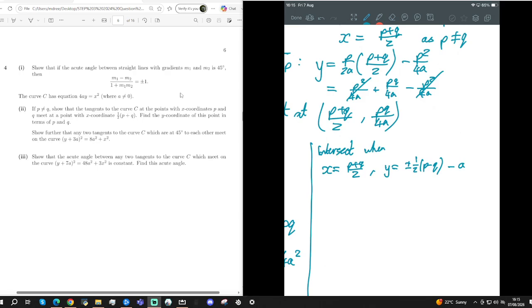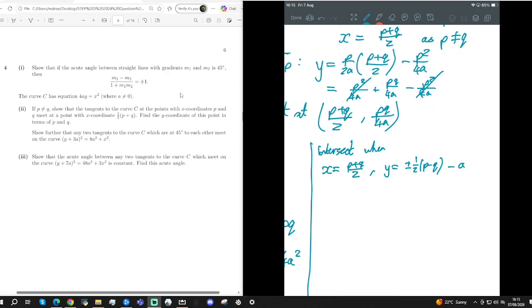I want to show that any two tangents which are 45 degrees, which are two tangents which lead to this intersection point, meet on that curve. So if you meet on a curve, then when you sub in, you get the equation of that curve. So basically, I want to check that when I sub these things in, all of the P's and Q's cancel, or are the same on both sides even.